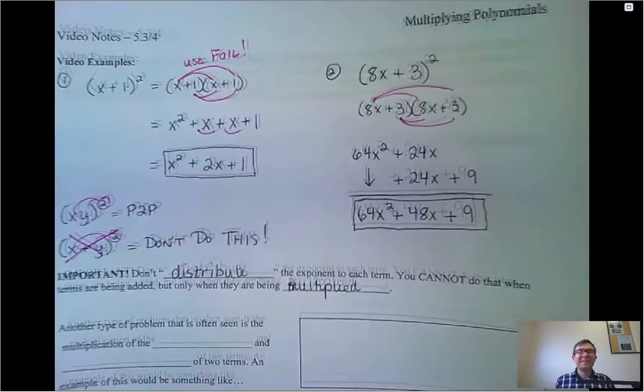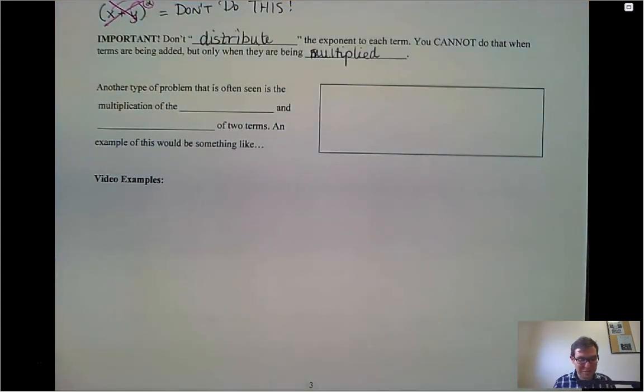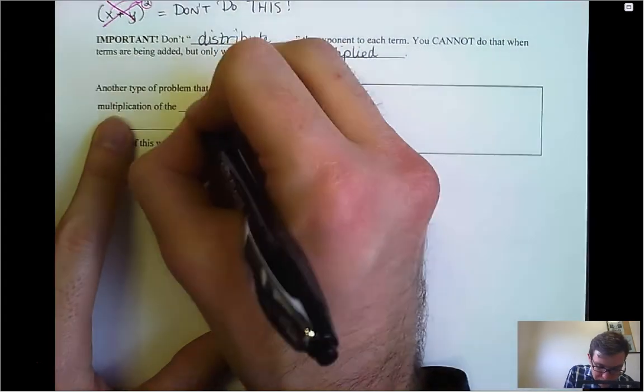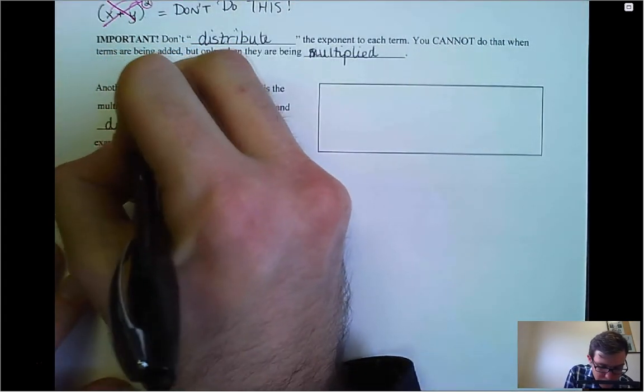All right. So that's enough on that. I'm sure I'll talk about that more in class. But let's go ahead and take a look now at the next type of problem that I want to look at, and that is the multiplication of the sum and difference of two terms.